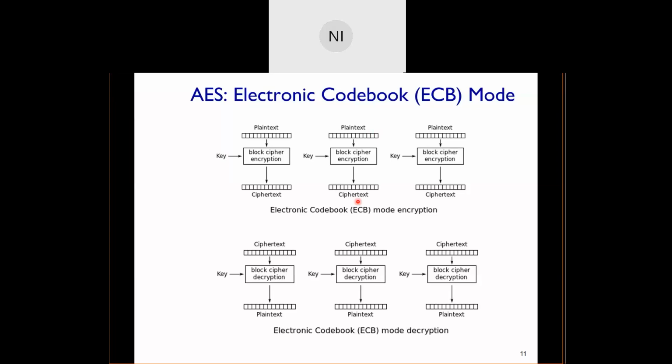So that particular property is not maintained by this particular mode of operation. That's the reason why we don't use it. And this is called identical plain text blocks into identical ciphertext. So that's the reason why we don't use it.